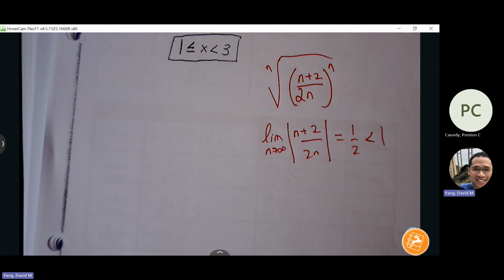Okay. Then integral test, it just has to be greater than 1. Integral test, it just has to be a real number. Yeah, that's a real number. And the condition for the integral test is a positive, continuous, and decreasing sequence.